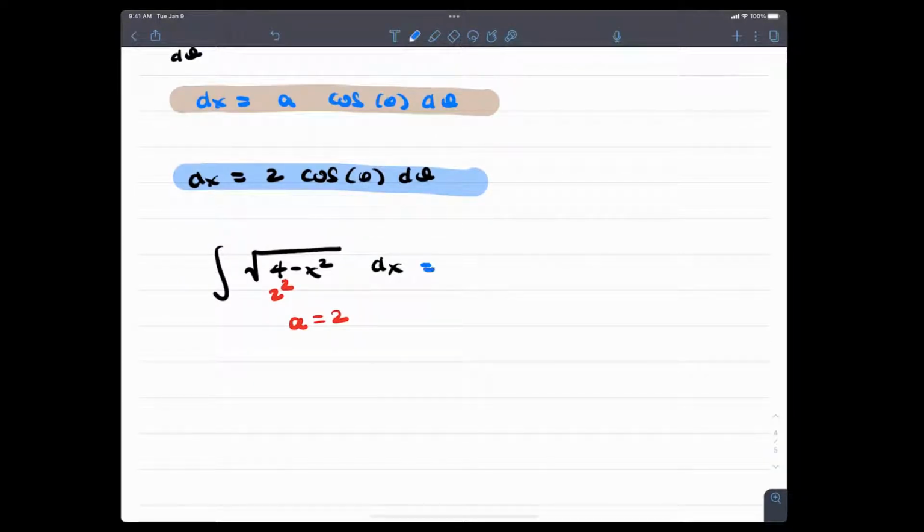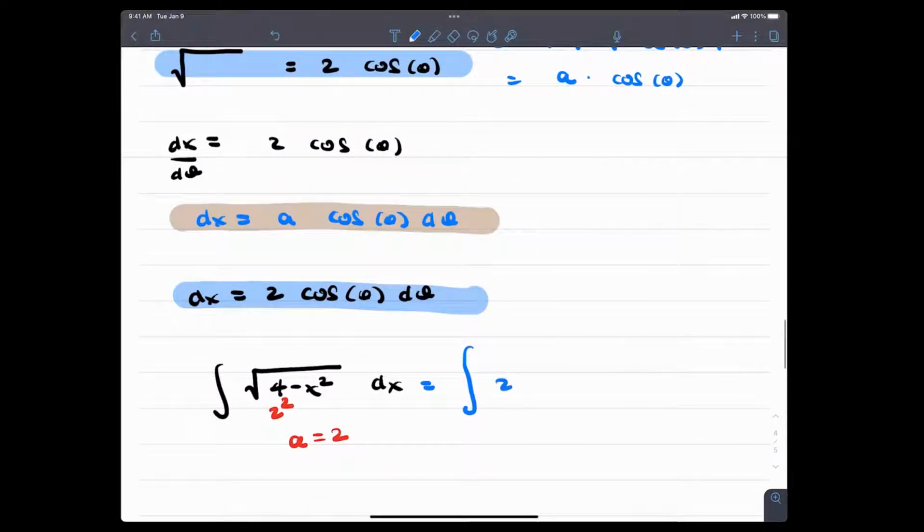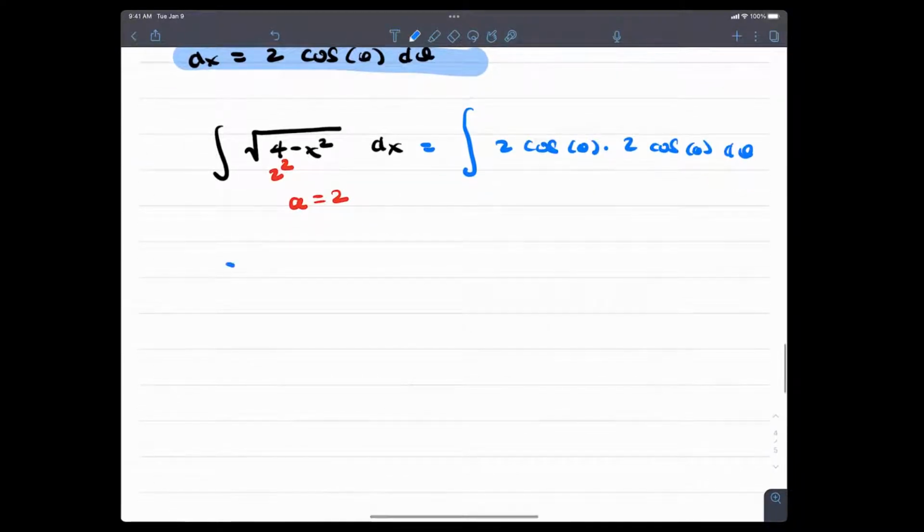So now when you substitute, notice what you do, right? What does the radical get replaced with again? It's right here. 2 what? 2 cosine theta. What does dx get replaced with again? 2 cosine theta d theta. Absolutely. This is your trig substitution. All right? So this is going to be ultimately 4 cosine squared theta d theta.